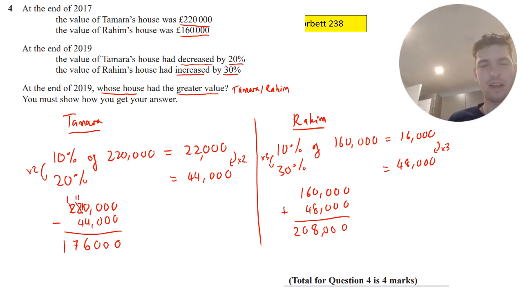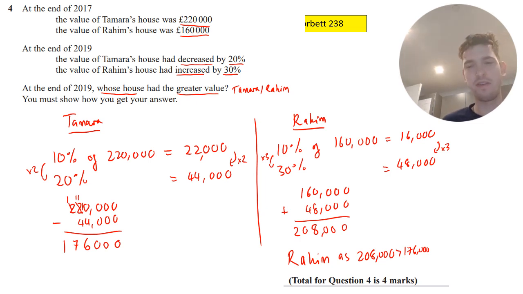So let's go back to the question. Whose house had the bigger value? Well, I can see that Raheem's value is clearly bigger. So I'm going to say Raheem, as 208,000 is bigger than 176,000. And I'm done. Nice 4-mark question there.